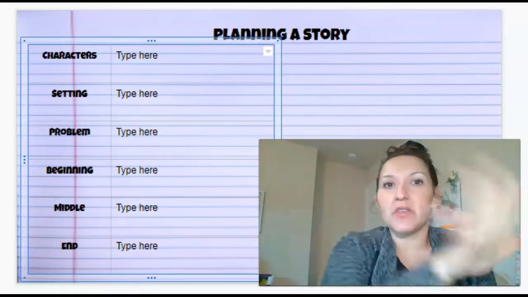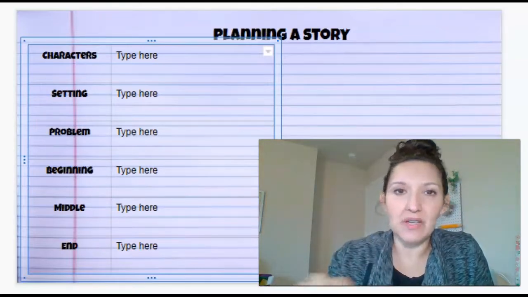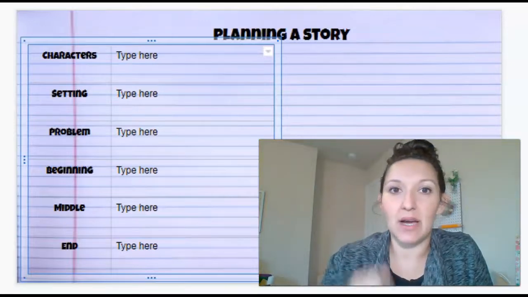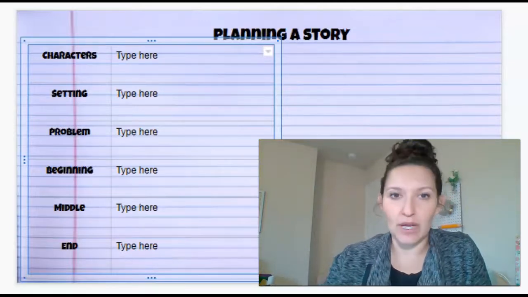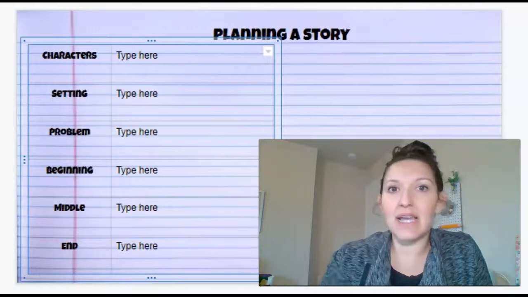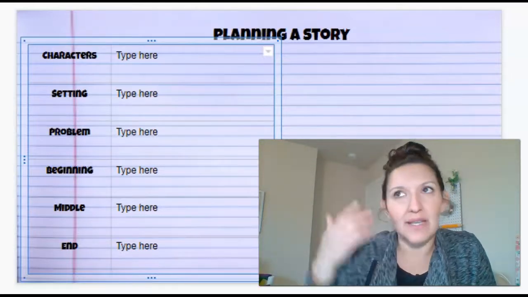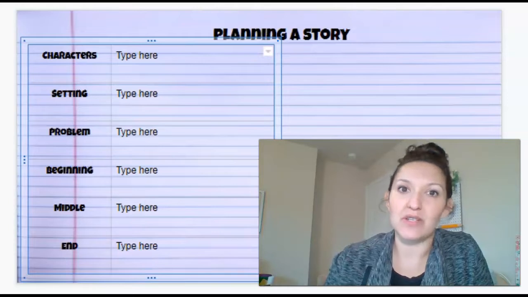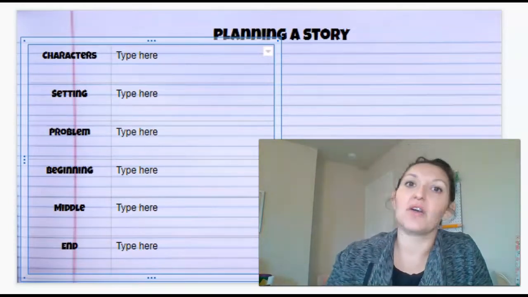So if you look at your screen, it says planning a story. I want to make it very clear that you're not going to write a story right now. This is very specific. It's planning a story. Okay, so you're not writing everything right now. You're planning it out. And good writers do this. They have to think about what they're going to say first or what they're going to write first before they even get to writing the whole entire book.